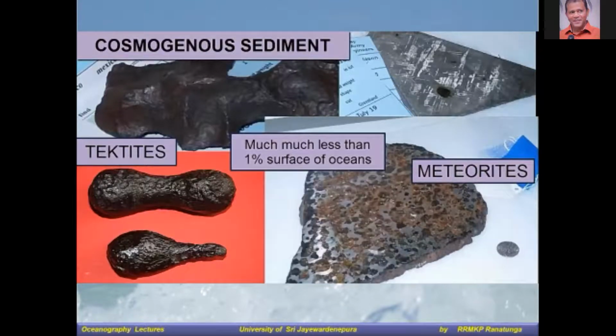Why are these found in the oceans in more abundance than on land? Simply because of the slow sedimentation rate of the oceans. Where sediment collects at rates as low as 1 centimeter per 1,000 years, it's easier to find the tektites and meteorites that fall among them.